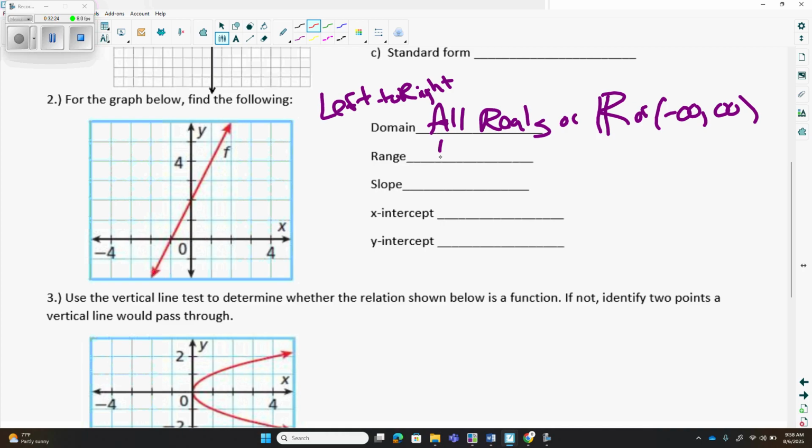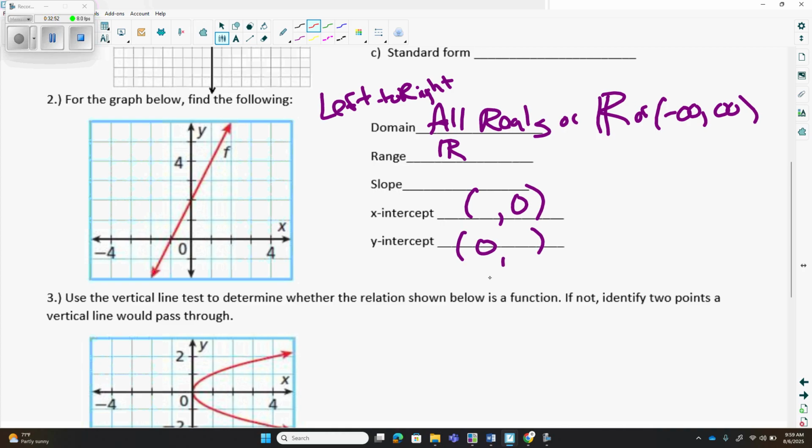Most students just go dun, dun, dun. And lines always go up and down forever as well. So, if you have a line, it's just going to be all reals all the time. Okay? Really, really simple. Slope, most people have no problem. Rise over run, they know the slope. X-intercepts, Y-intercepts. Guys, for the X-intercept, the Y is 0. For the Y-intercept, the X is 0.